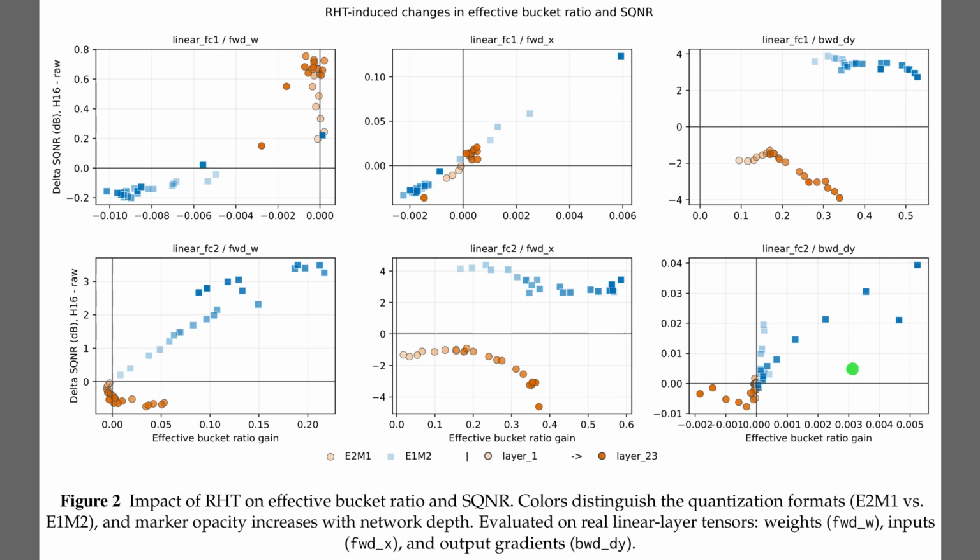Figure 2 details how the random Hadamard transform, which rotates tensors to spread out extreme values, impacts quantization quality. The horizontal axis measures the gain and bucket utilization, while the vertical axis shows the change in the signal-to-quantization noise ratio. On outlier-heavy tensors like linear FC2 FWD X, this rotation improves bucket utilization. However, for the non-uniform E2M1 format, plotted in orange, the rotation degrades the signal-to-quantization noise ratio by several decibels. Conversely, the uniform E1M2 format, plotted in blue, successfully translates this rotation into higher signal fidelity.